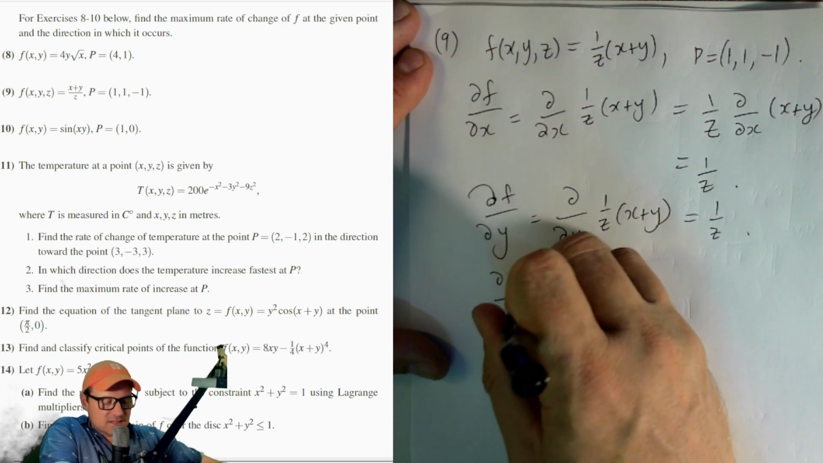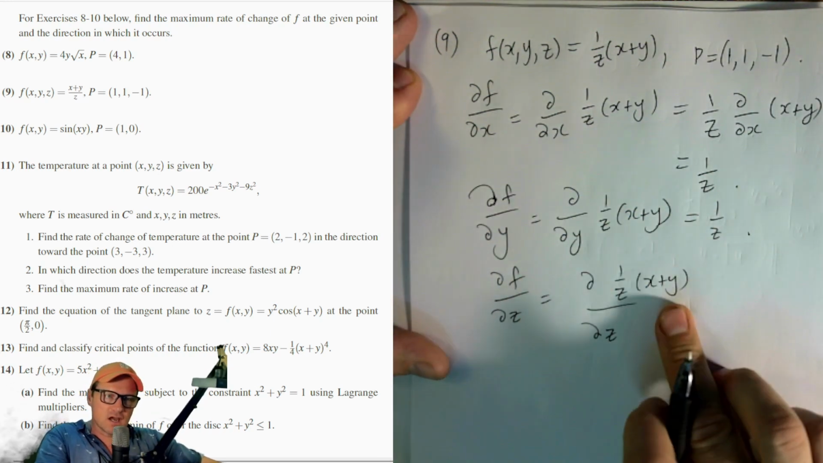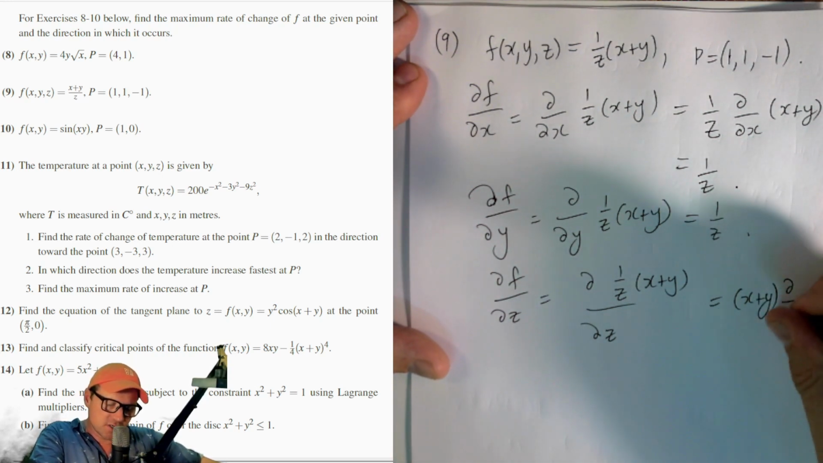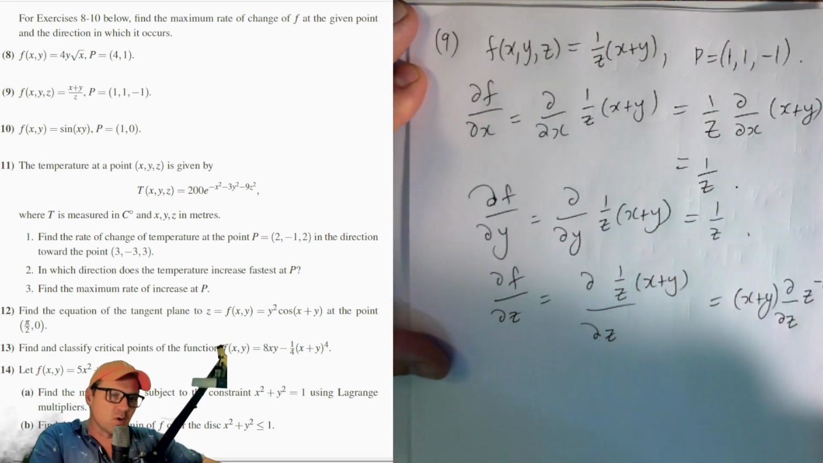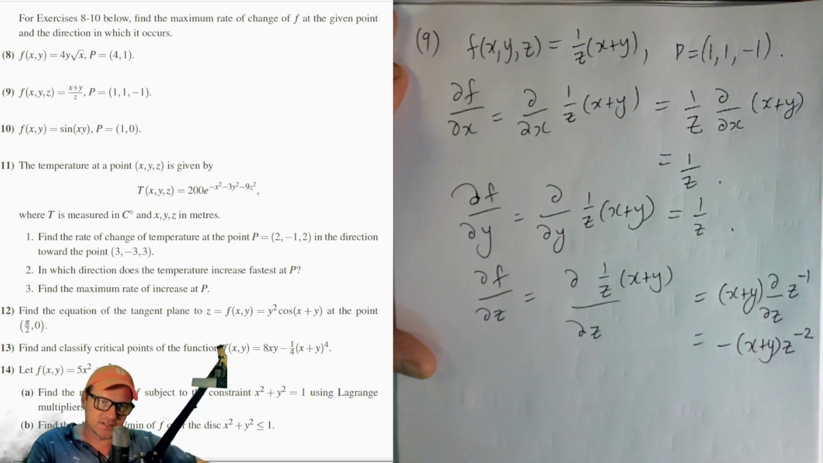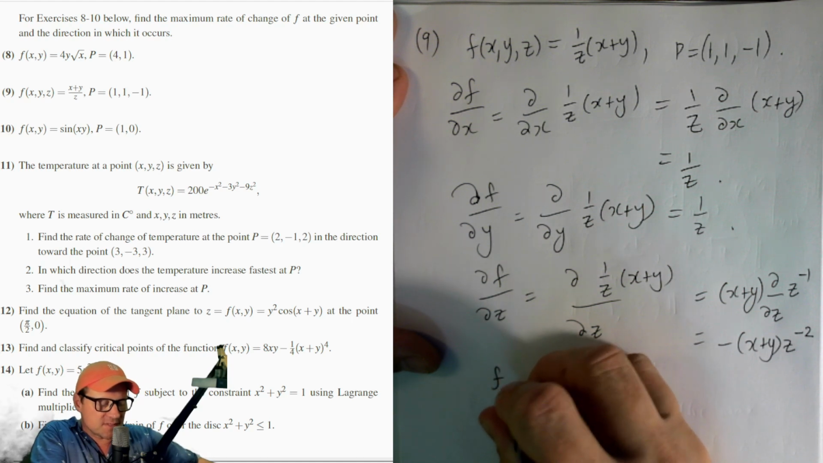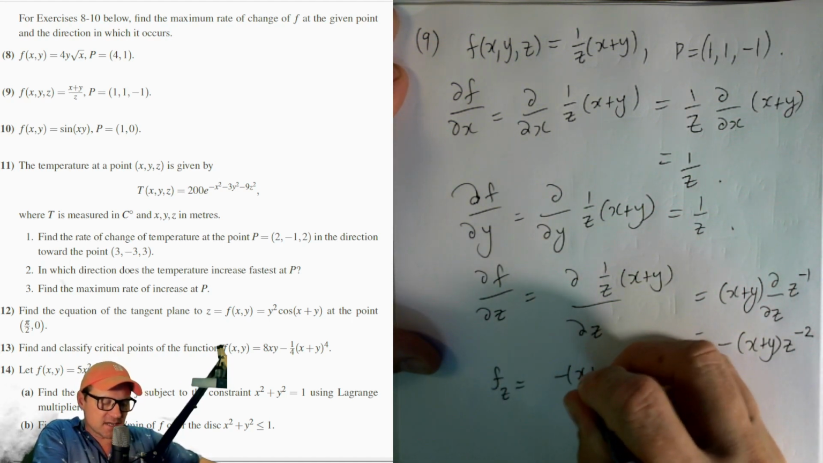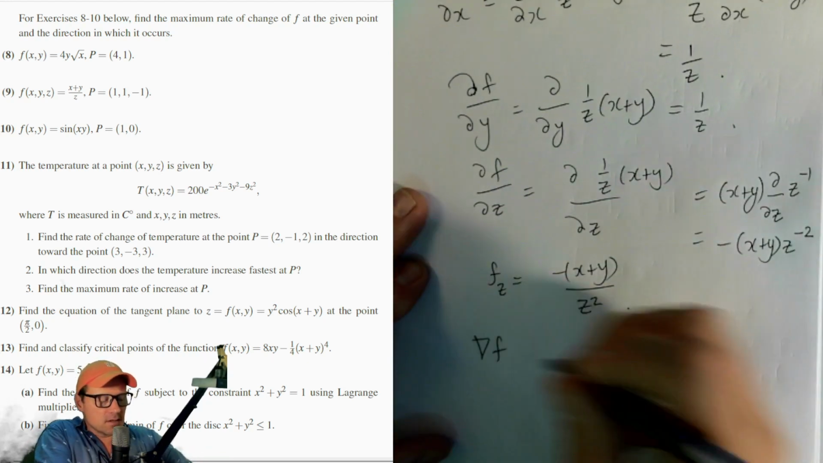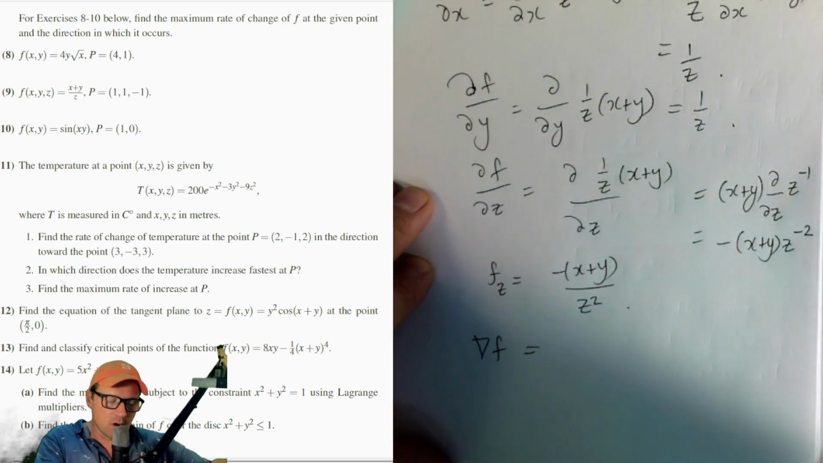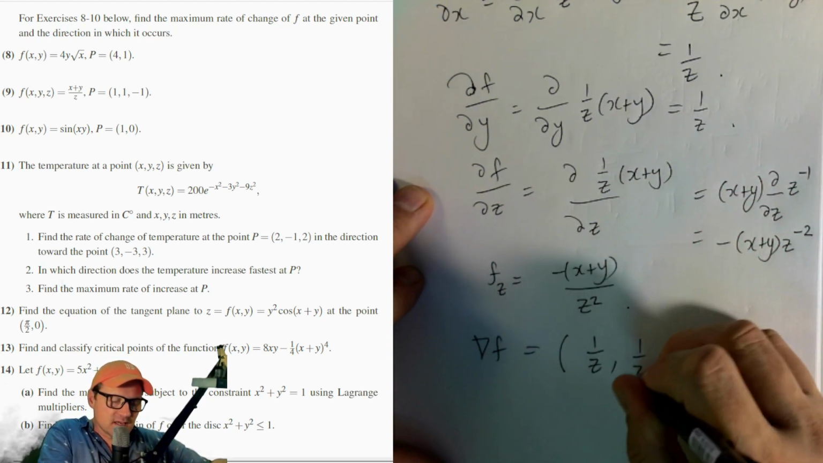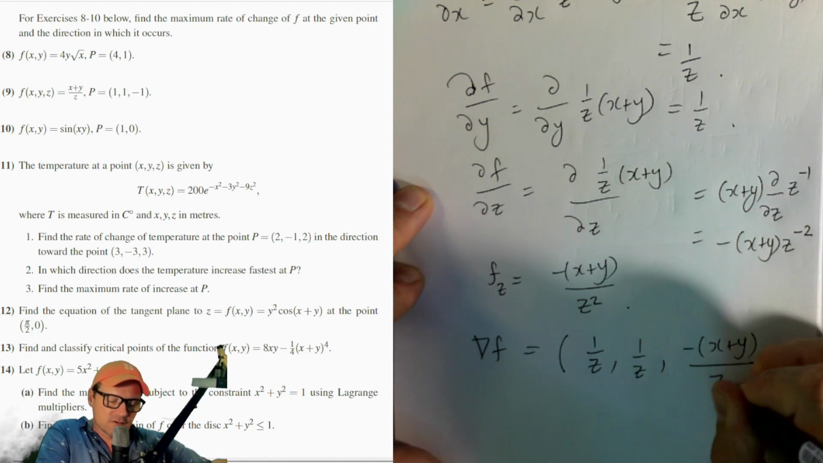Differentiating f with respect to z is a little bit different. So this time the x plus y can come out in front because it has no z's in it. And we are differentiating with respect to z to the minus 1. So we pull down the minus 1, subtract 1 from the exponent, so we have z to the minus 2. And so we can write f subscript z equals minus in brackets x plus y over z squared. So this gives us the gradient vector. Grad f is fx, fy, fz, which is the vector 1 on z, 1 on z, minus x plus y over z squared.